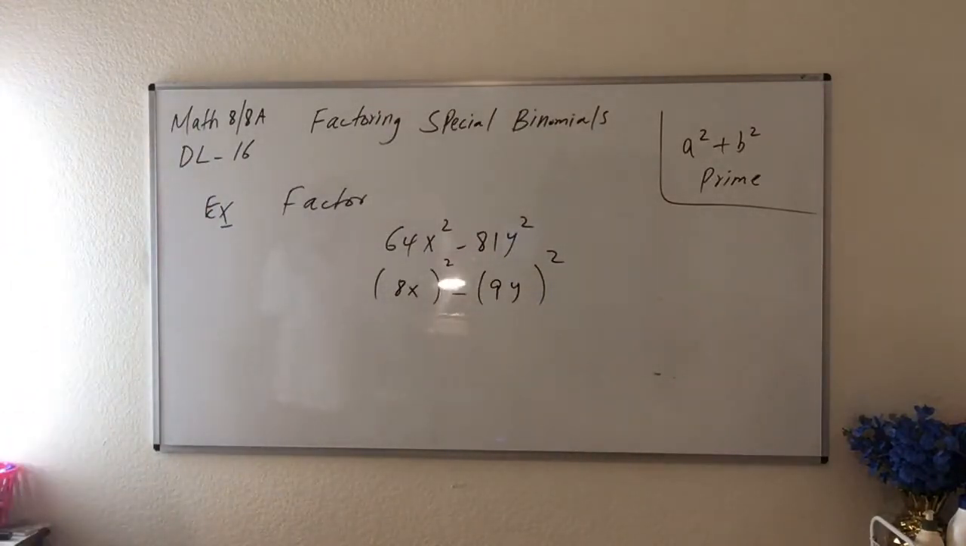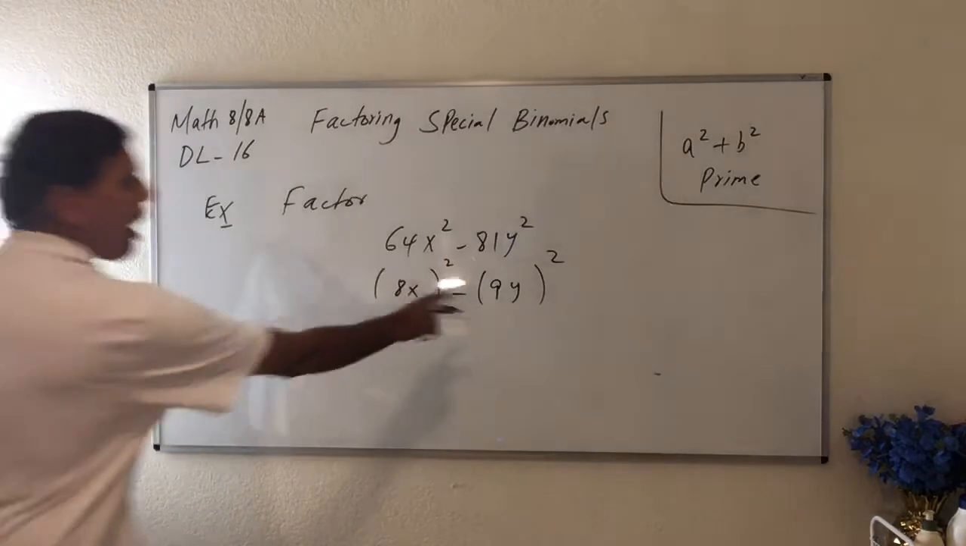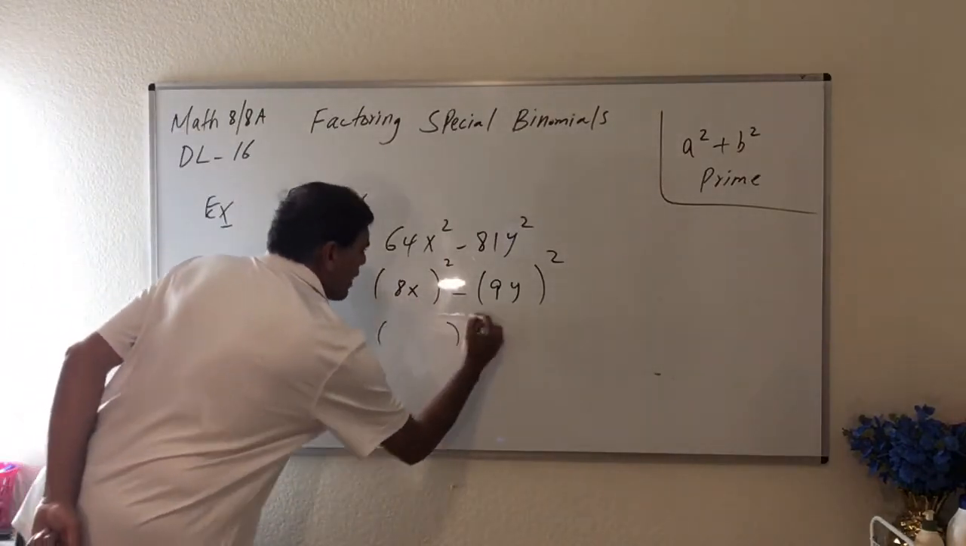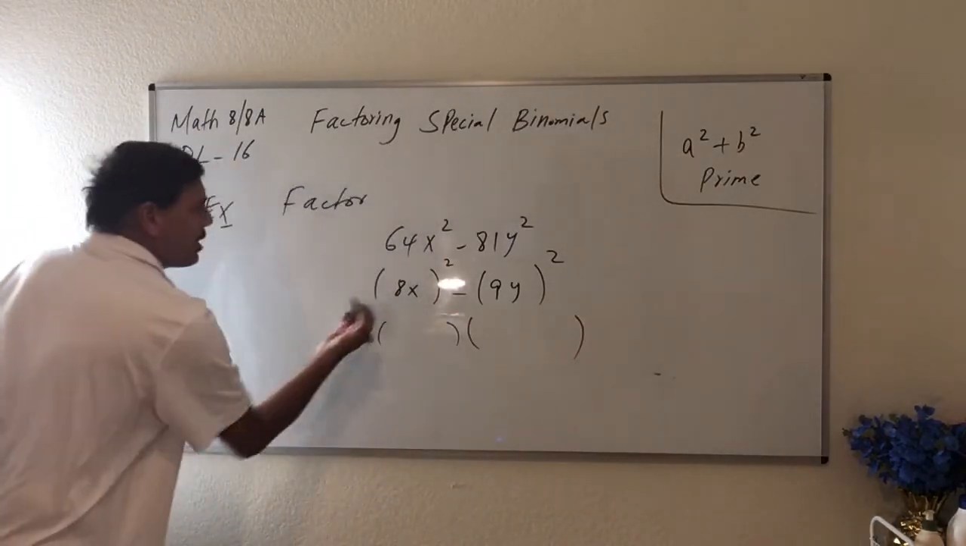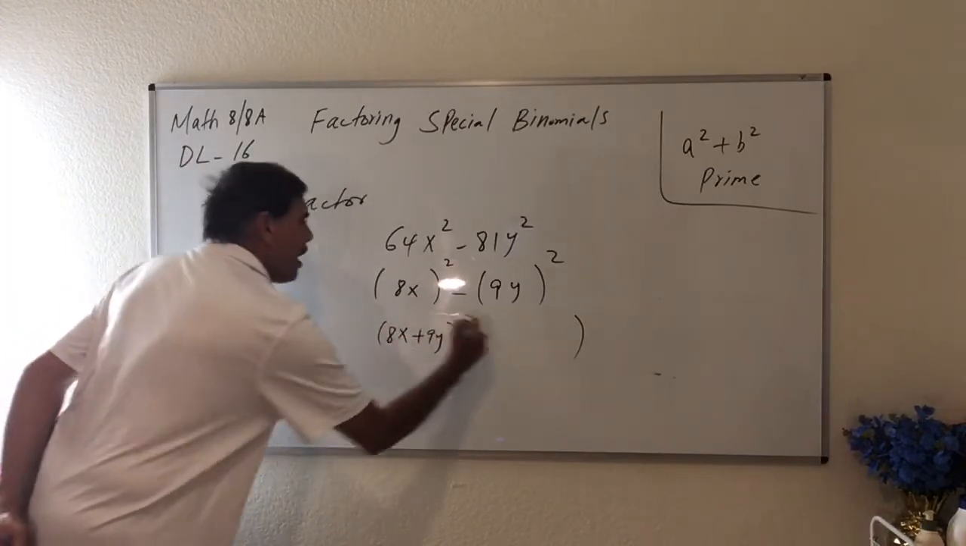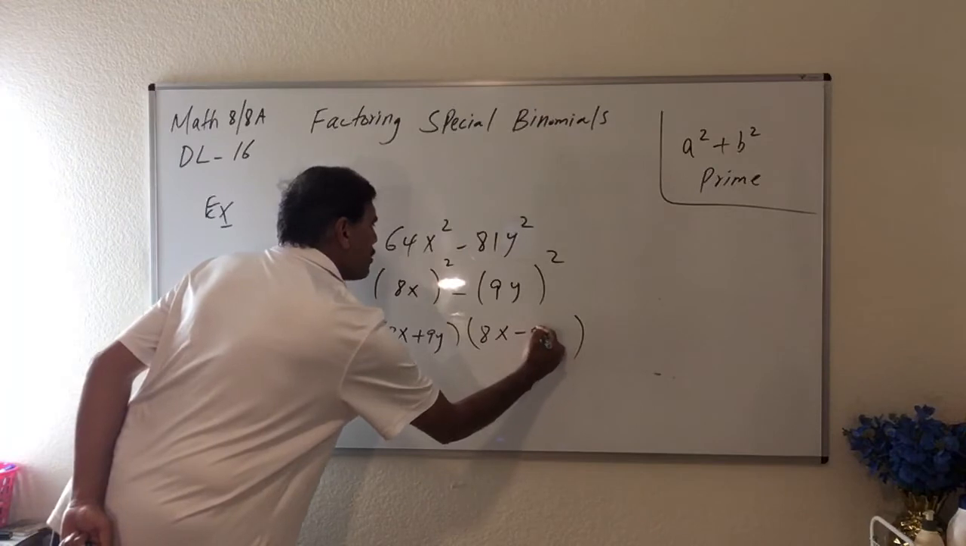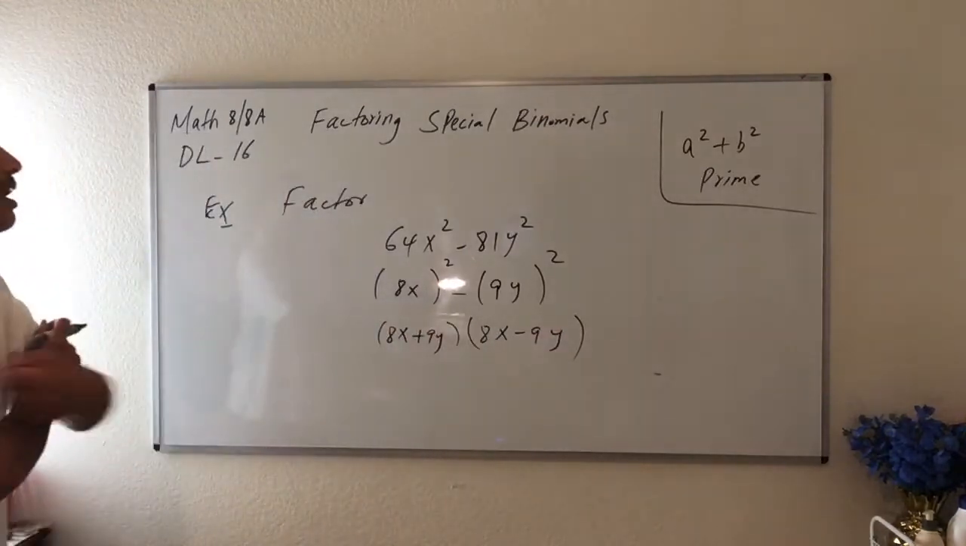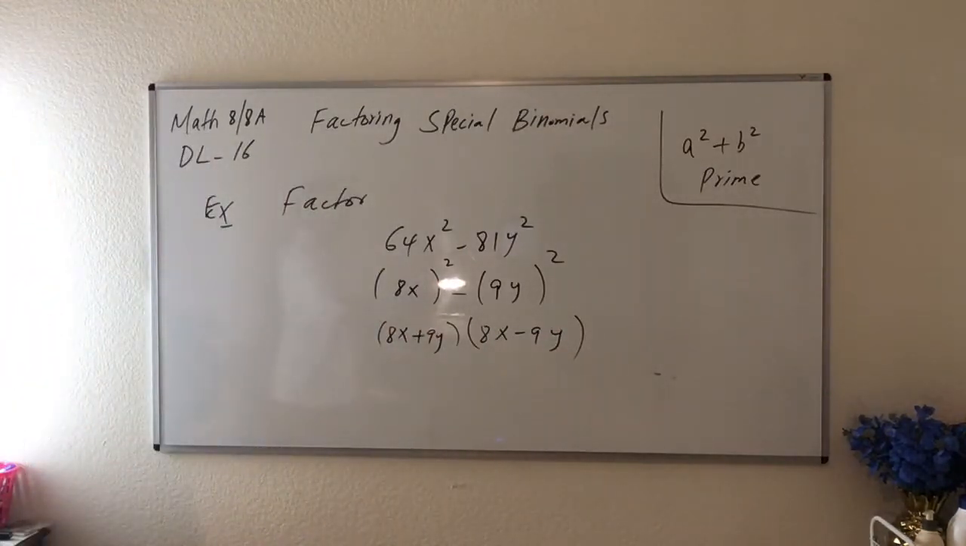What is the first base? 8x. What is the second base? 9y. So what is the answer going to be then? A plus b times a minus b. So it is the first base plus the second base, and the first base minus the second base, and that's your answer. A plus b times a minus b. Again, if you want to write it as a minus b times a plus b, that's okay too.